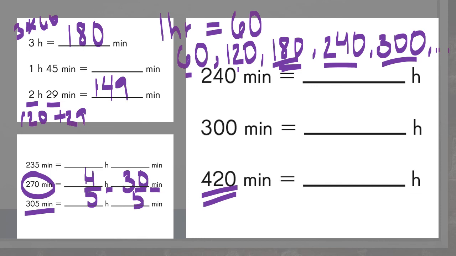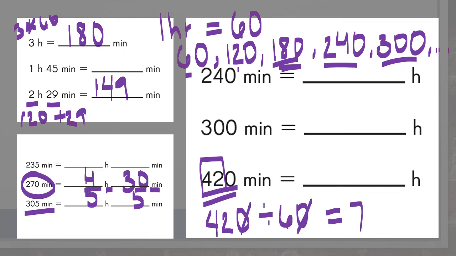420 minutes. Oh, we didn't count up that high, but I do remember that if I just think of 42, how many 6s are in 42? So I'm thinking of 420, so 42 groups of 10 shared by 60. But remember, you can think of it like this: 42 shared by 6, 7. So that would be 7 hours. It might help you to write some notes of counting up by 60 and just keep going.